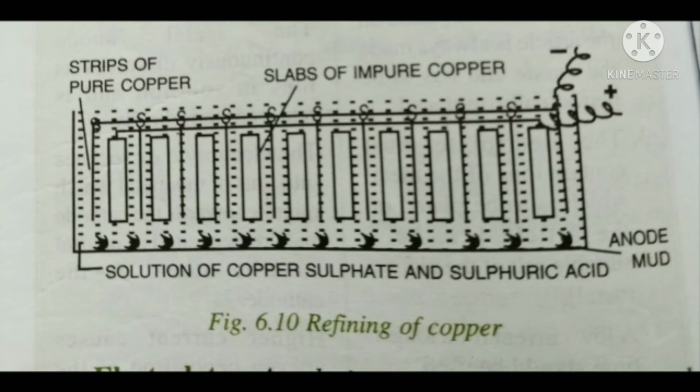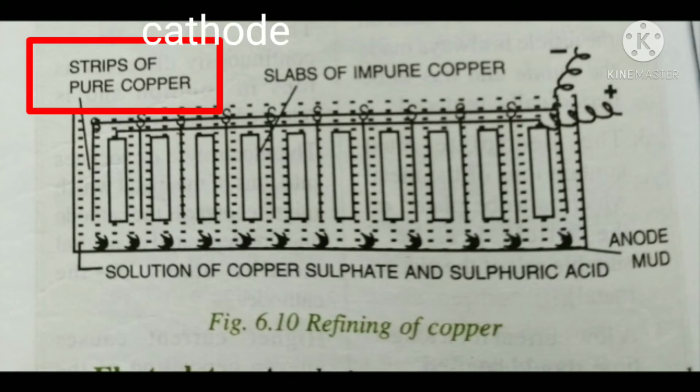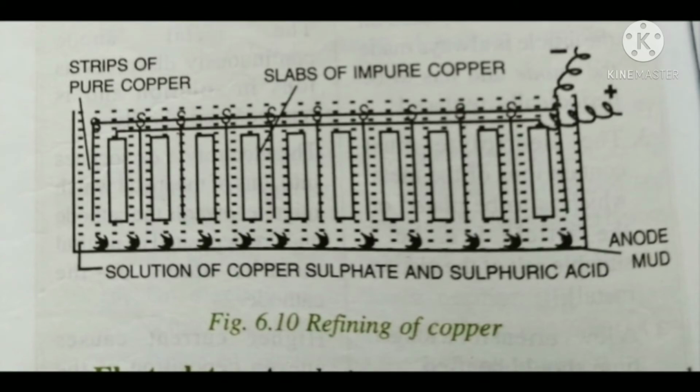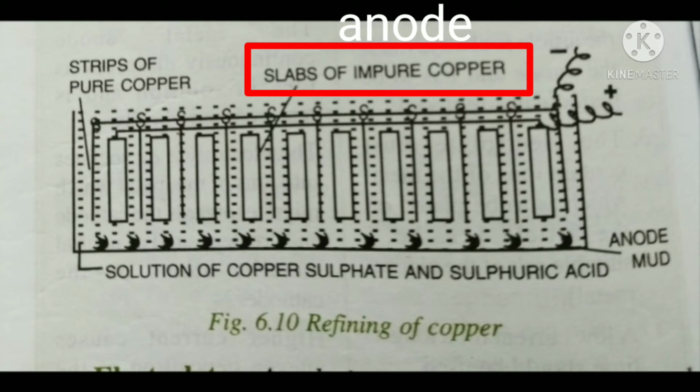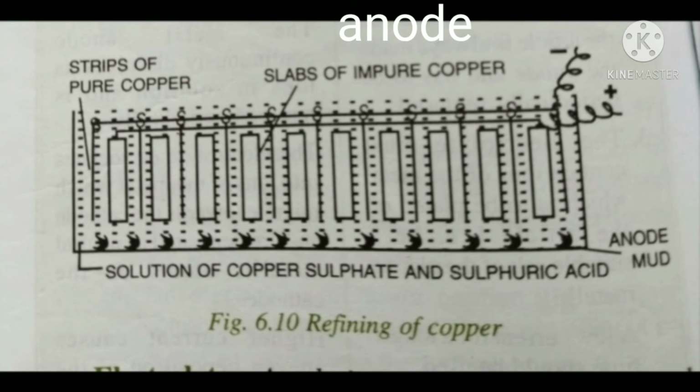Okay, children, in this apparatus setup, you can see the solution contains copper sulfate and sulfuric acid. You know the reason. Here they have kept strips of pure copper, and more strips are there. These strips are all connected to the cathode because here only the pure metal will be deposited. And slabs of impure copper, here also more slabs of impure copper are there. All these slabs of impure copper are attached to the anode. So this impure copper will dissolve and produce ions, which move towards these strips of pure copper.